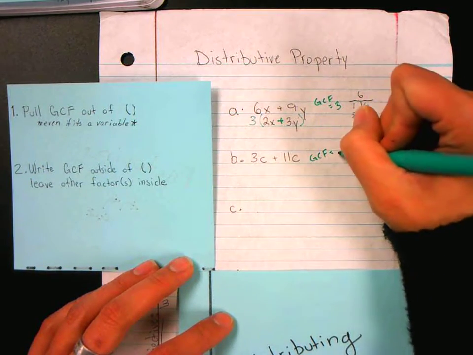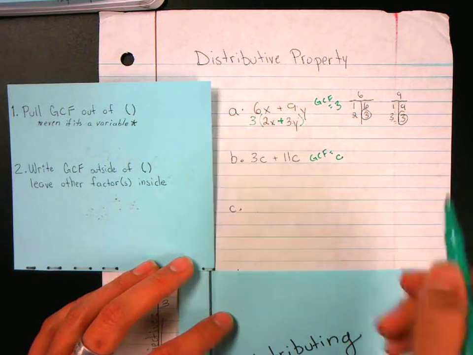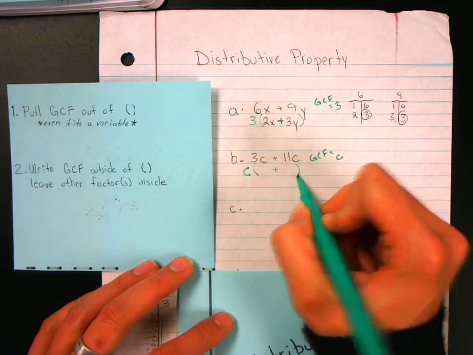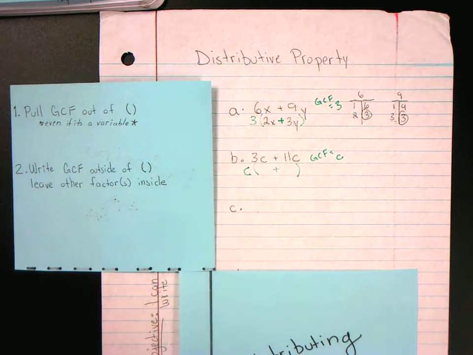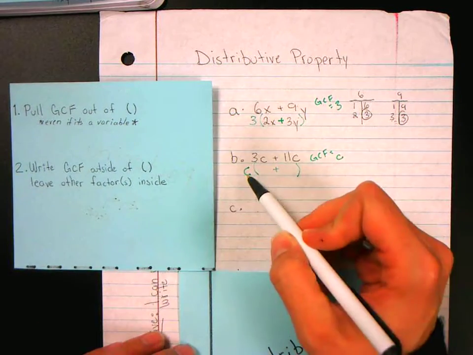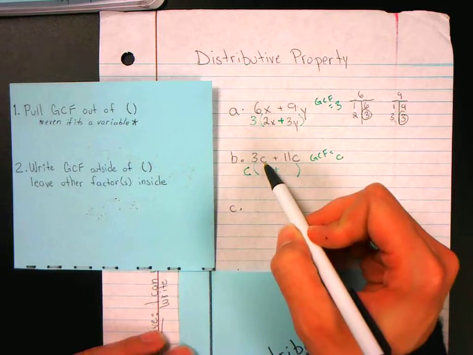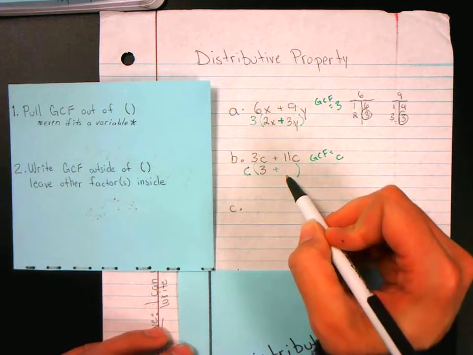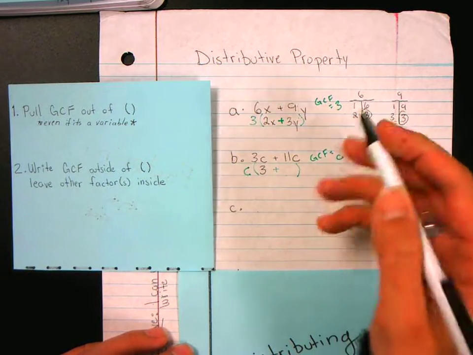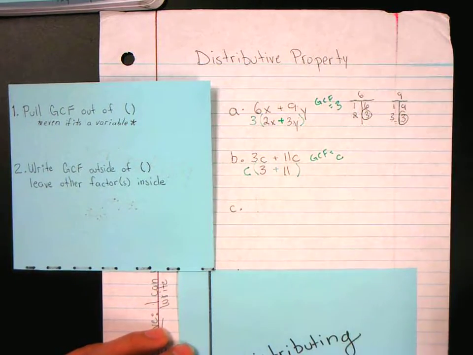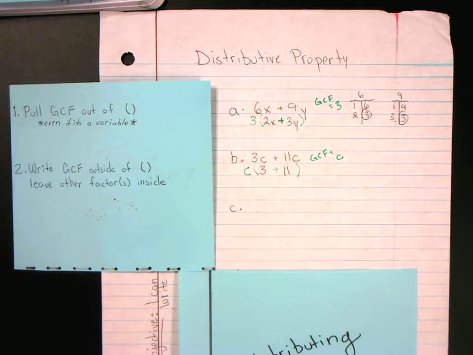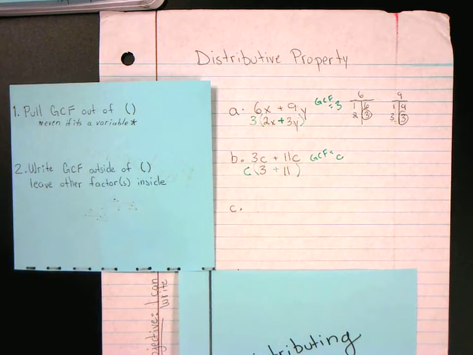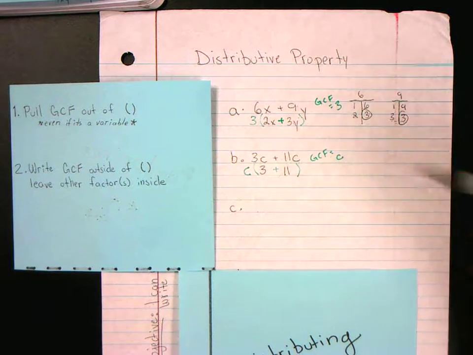It's actually going to be that variable, which is really nice here. So our GCF is actually going to be c. So we're going to pull c out. We're going to put c on the outside of the parentheses, bring that plus sign down with it. So c times what is going to give me 3c? It's just going to be 3. c times what number is going to give us 11c? That's just going to be 11. And that's it. We're not simplifying anymore. We are not adding these together. We are just writing an equivalent expression. So we're just leaving it like that.